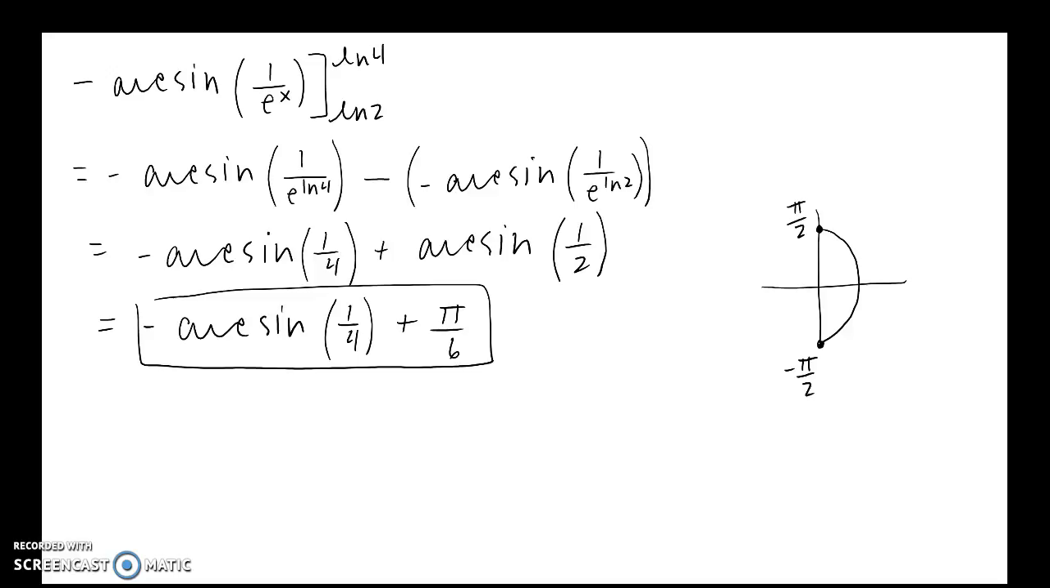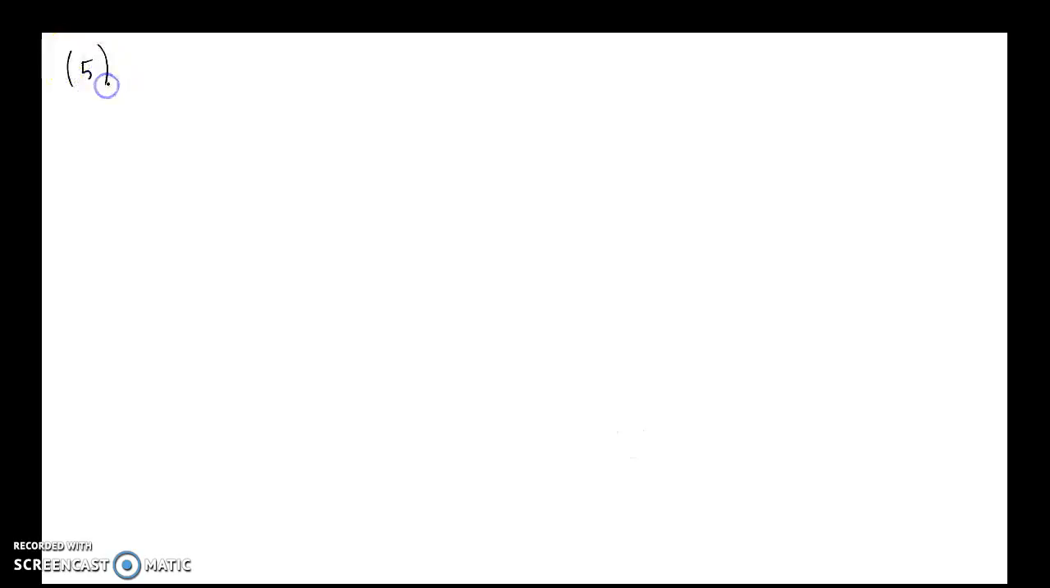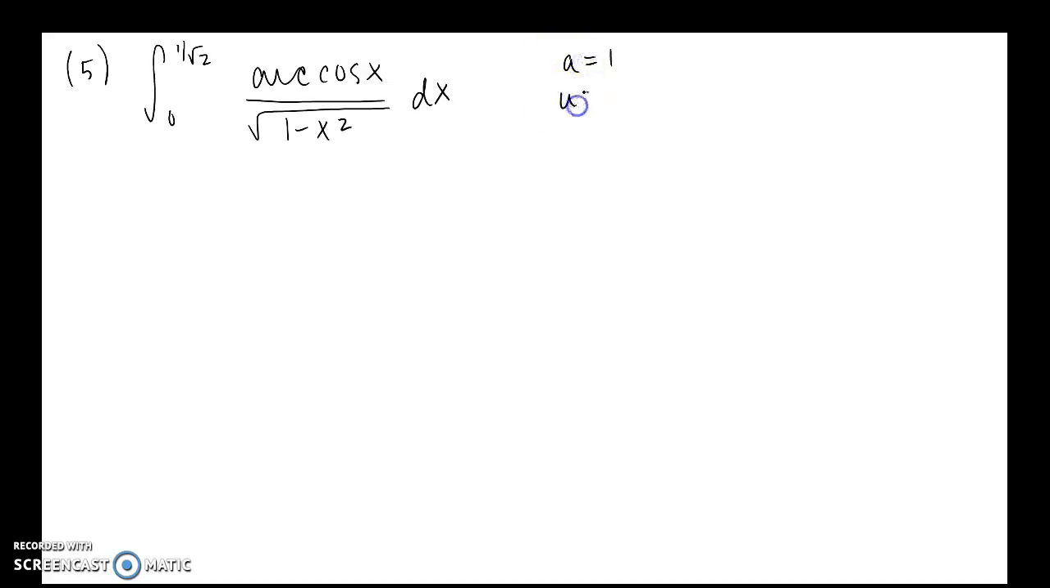All right, let's do one more example. What number is this? 5. So 0 to 1 over square root of 2, the integral of arc cosine of x over, okay, it looks like it could resemble the antiderivative being arc sine of x. But if we think about that, a would be 1, u would be x. So we still have this arc cosine, which won't be canceled from a u substitution.